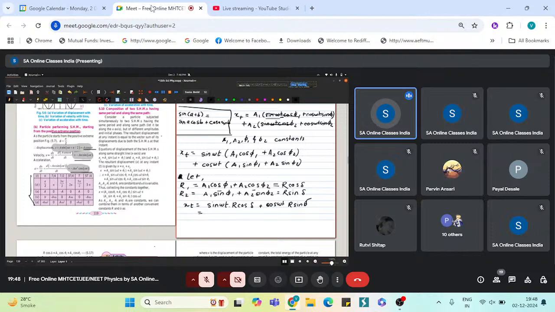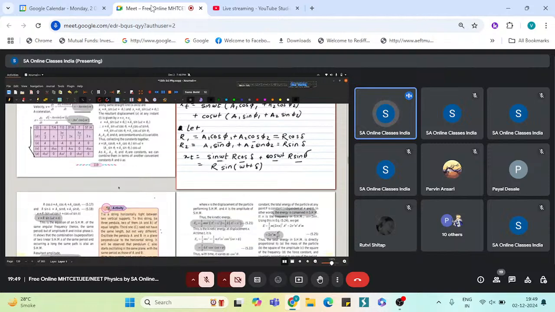And if we look again, we can use the sin(A+B) formula. R is just constant, so we can pull R outside and we can write this as R sin(omega t plus delta), which is here. So we have reached here.